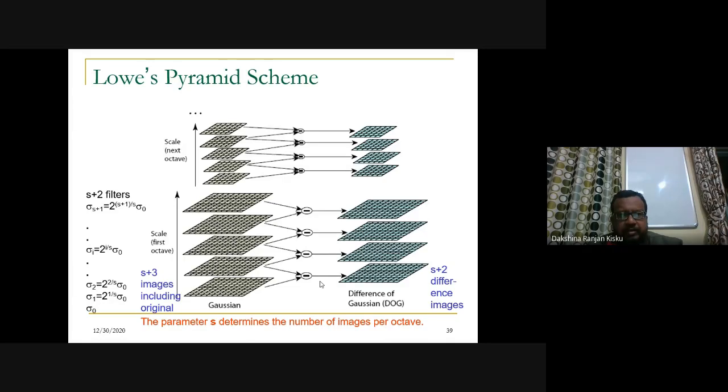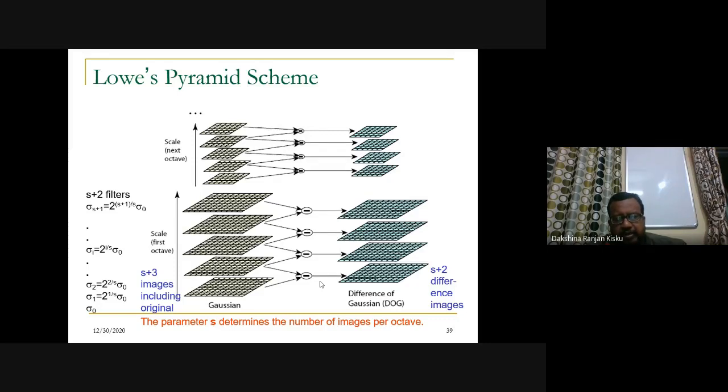Now, what is an octave here? Lowe proposed the pyramid scheme, and in this pyramid scheme we can obtain the octaves. Here we obtain the first octave. In the first octave there are five different scales, which represent five different smoothened images of the same image. At the bottom we start from sigma 0, then sigma 1, sigma 2, and so on. In the second octave, the image dimension is reduced, and in the second octave also we obtain five different smoothened images.